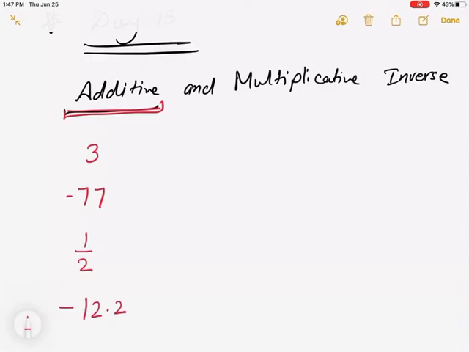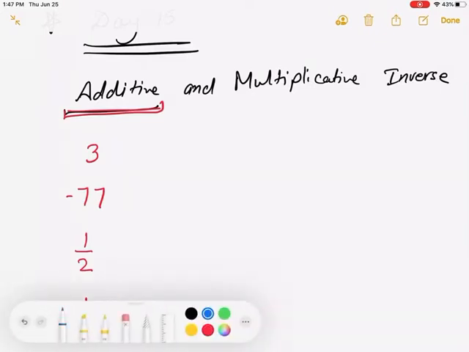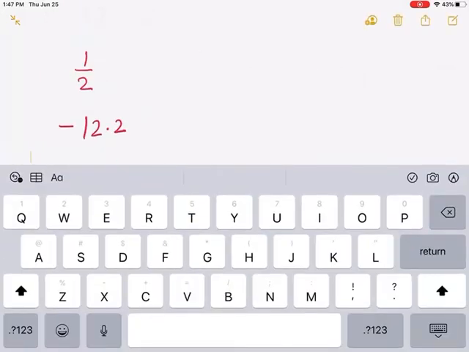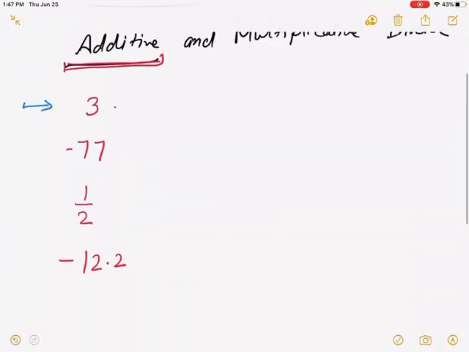When I say additive inverse, it means what should I add to these numbers to get 0 as my answer? So let's look at the first example, 3. What would you add to that to get 0 as your answer? I would just add negative 3 and my answer would be 0. So basically it's just the opposite. The opposite of that number is the additive inverse of that.